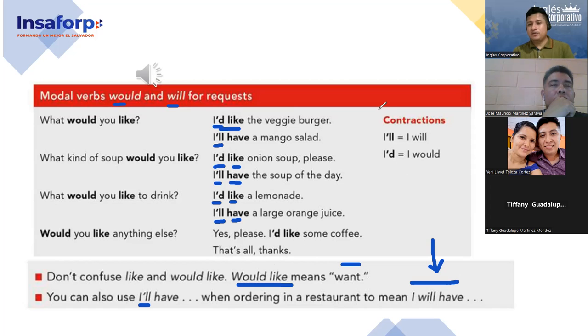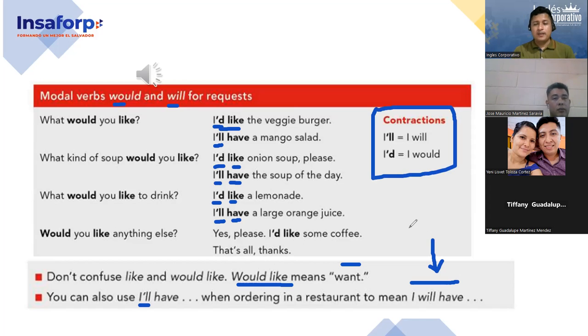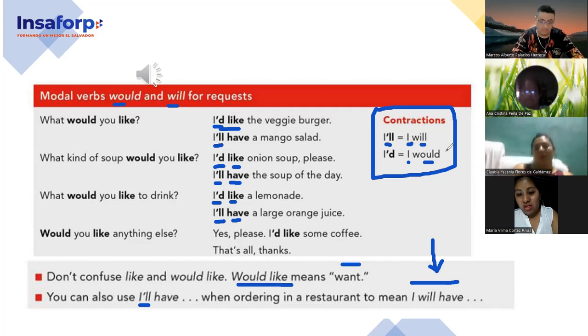Just be careful with the pronunciation of this, because somehow it's confusing. This one is easier than this one, I guess. We can say I will, I would. But this one is I'll, and this one is I'd, right? With this one the tongue touches the roof of the mouth. When we speak, the sound is minimal, but it is there.